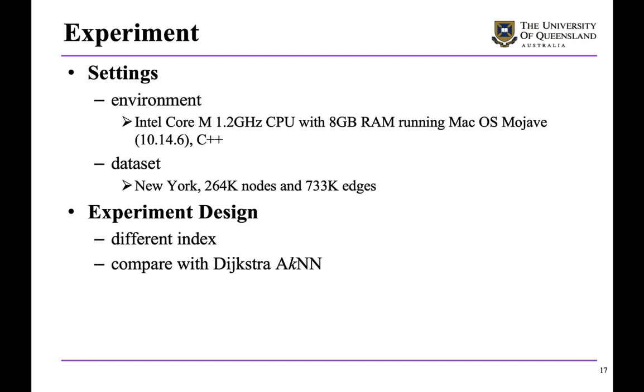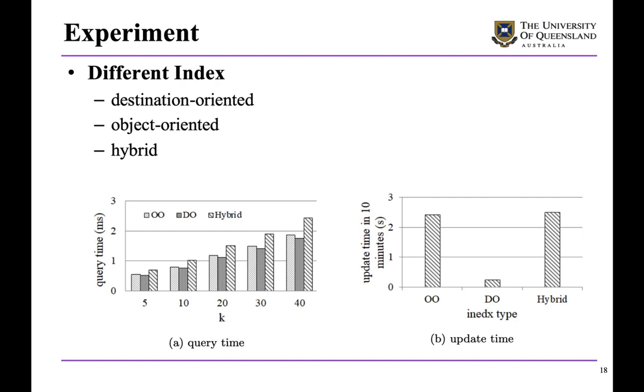We mainly have two sets of experiments. Firstly, we conduct an experiment to show the effectiveness of the destination-oriented index. As mentioned before, we locate the destinations of the moving objects on the grid cells. Alternatively, we implement two other types of indexes, the object-oriented and the hybrid ones. For the object-oriented index, we map the moving objects to the grid cells based on their current locations. In this case, the index follows the same schema as the one in GLAD. For the hybrid index, we duplicate the moving objects and map each object on the grid cells twice, based on both its current location and its destination. From the results, we can see that both the query and update costs are the best in the destination-oriented index.